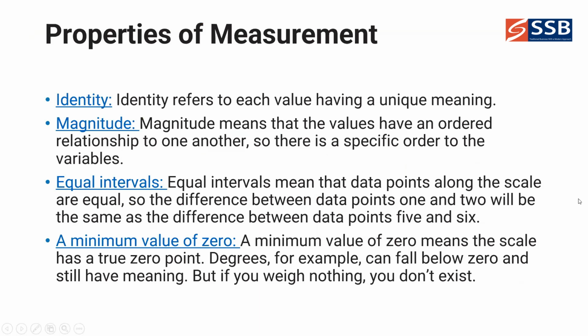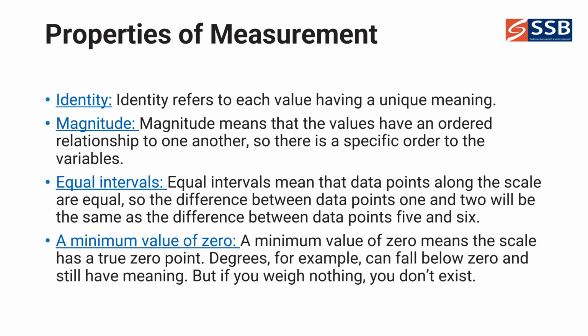So what is identity? Identity refers to each value having a unique meaning. That means whatever you are measuring has a unique meaning. Gender, male and female, have a unique meaning. Color of your hair, black means black only, red means red only. You are an Indian or a foreigner. Indian is Indian and a foreigner is a foreigner. They have a unique meaning, and this meaning will not change.